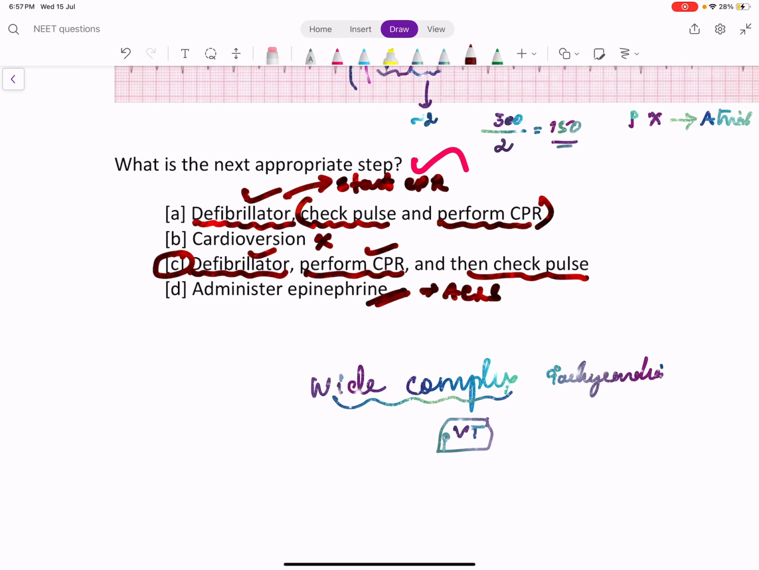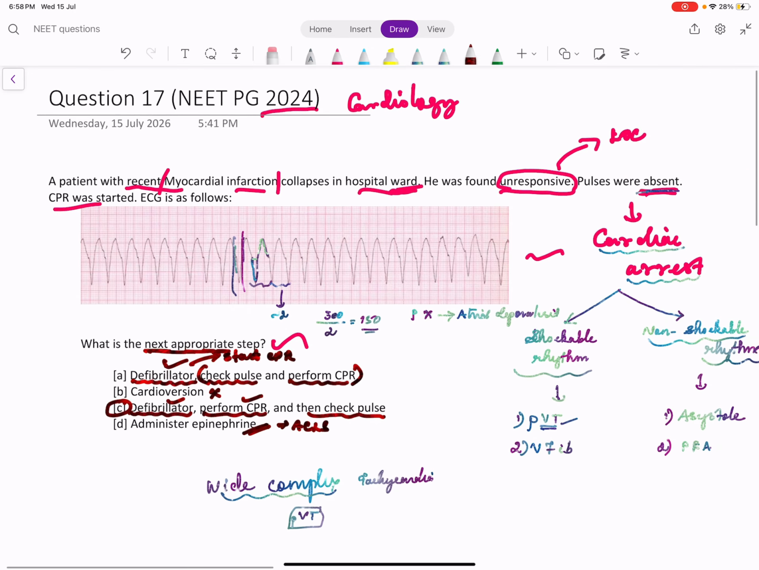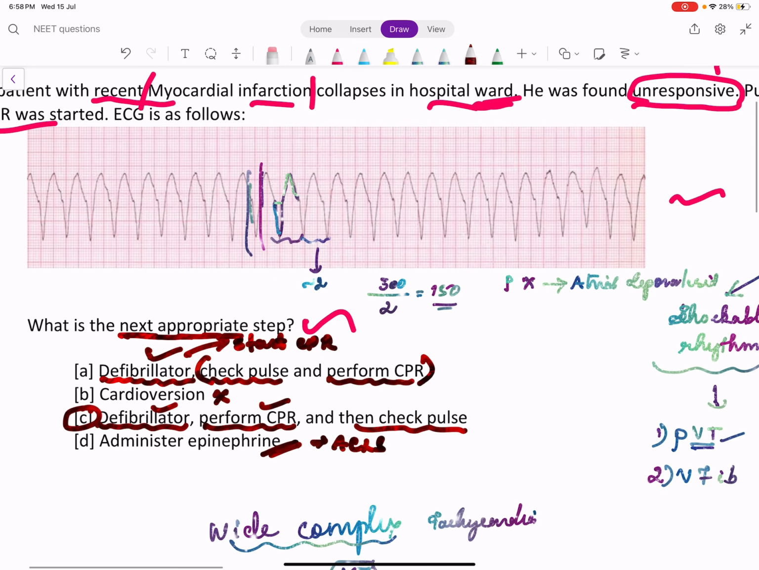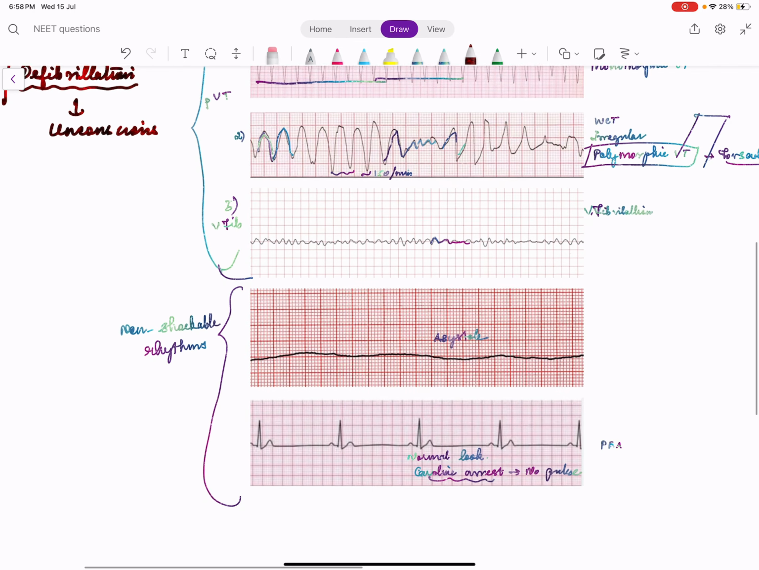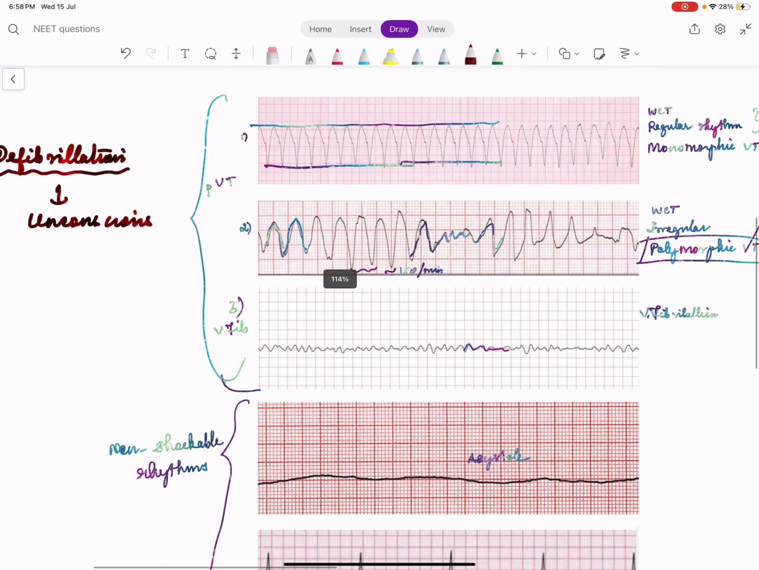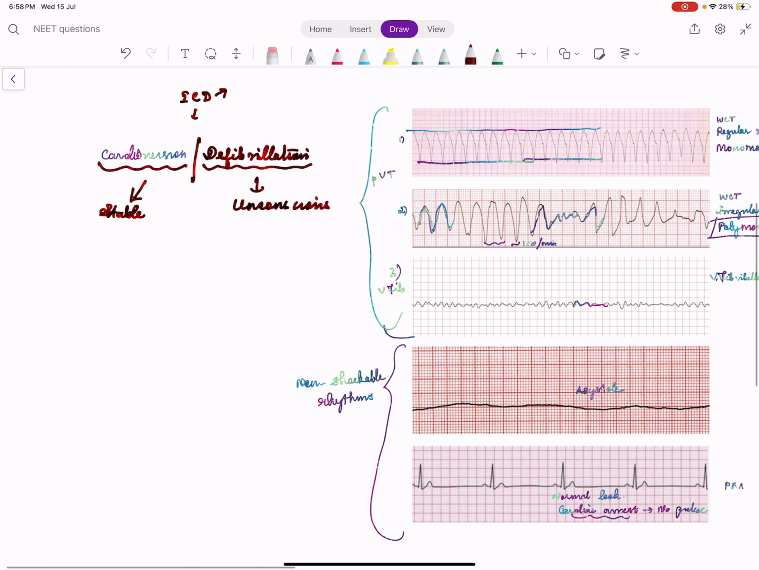But the question is, what is the next appropriate step? So C is more appropriate than D, because once you recognize a shockable rhythm, the first thing we have to do is to give shock. Okay. So we just discussed some basic ECG interpretation, cardiac arrest rhythms, polymorphic VT, and the treatment here.